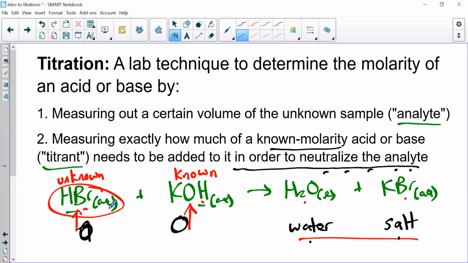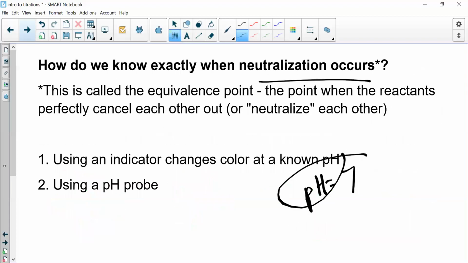Now, if this were switched, if your unknown was your KOH and you were adding your HBr to it, well, it would just be the opposite. Your pH would start high, and as you drip acid into it, it's going to get lower and lower and lower, and as soon as it hits 7, you're done. Let's go through an example.